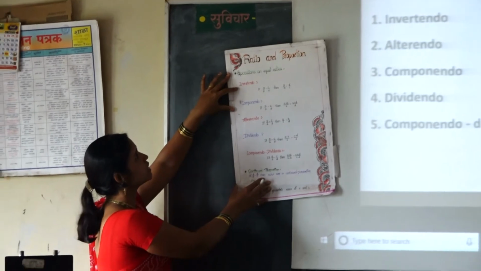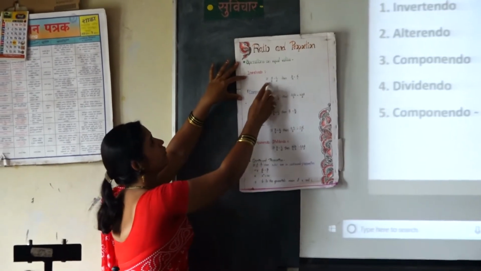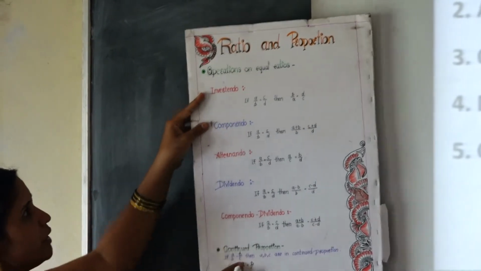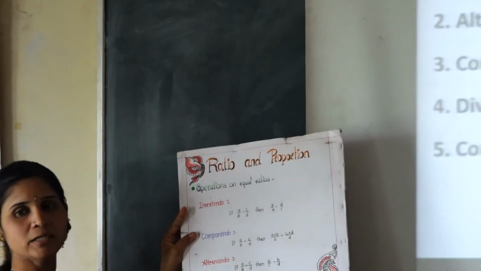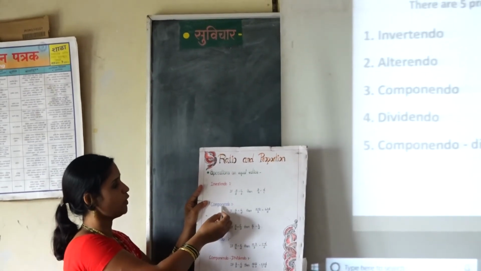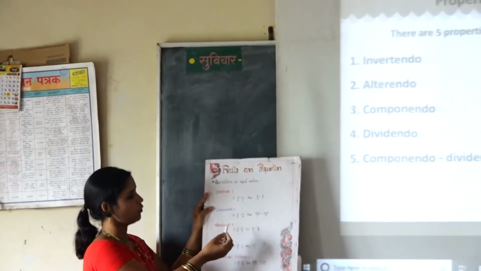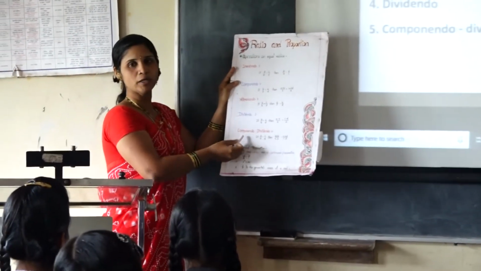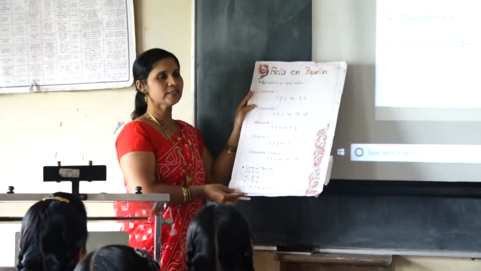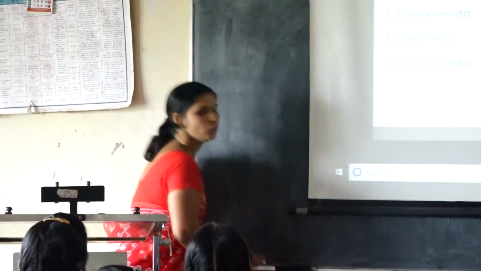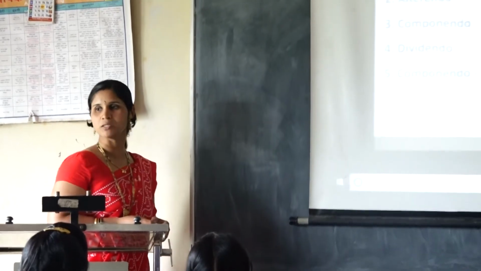First is invertendo. If A upon B is equal to C upon D, then B upon A is equal to D upon C. Second one is componendo. Third alternando. Fourth dividendo. And fifth one is componendo dividendo. You have already seen the video. Now I will tell you how we can use these operations on equal ratios.